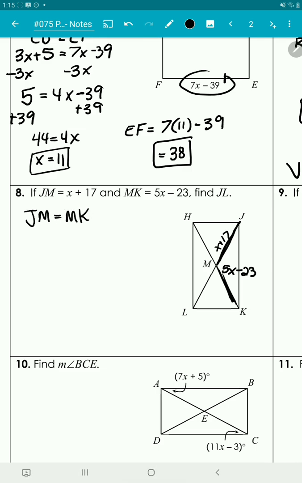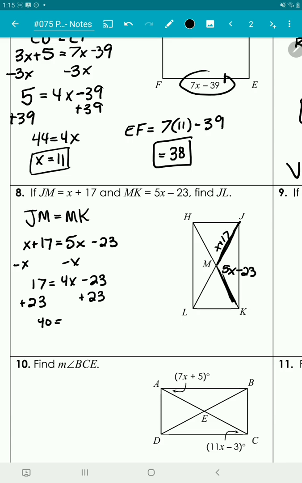Okay, let's replace these. So we know that JM is x plus 17. We know that MK is 5x minus 23. I'll move the x to the other side first. Then we'll add the 23 to the other side. Okay, then 17 plus 23 is going to give you 40 equals 4x. And then we can divide by 4 to give us that x is equal to 10.